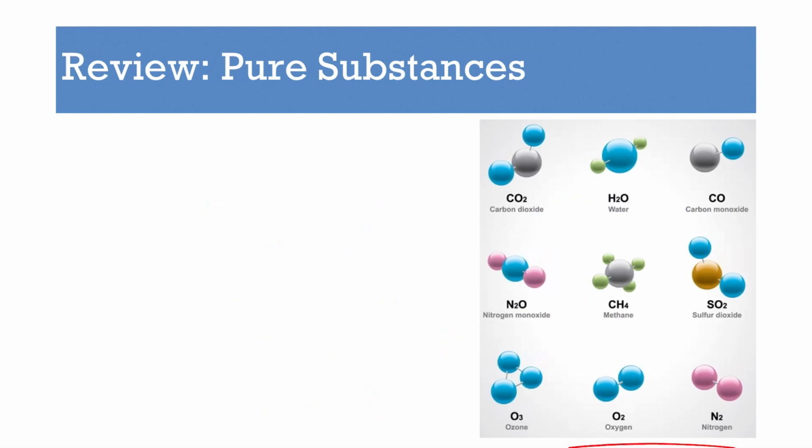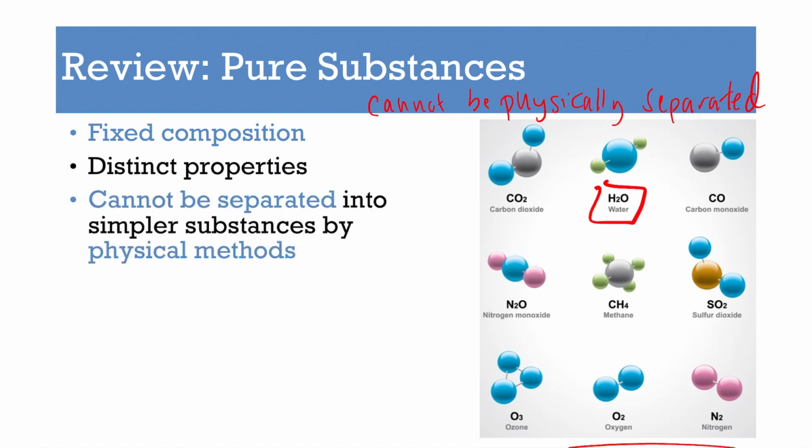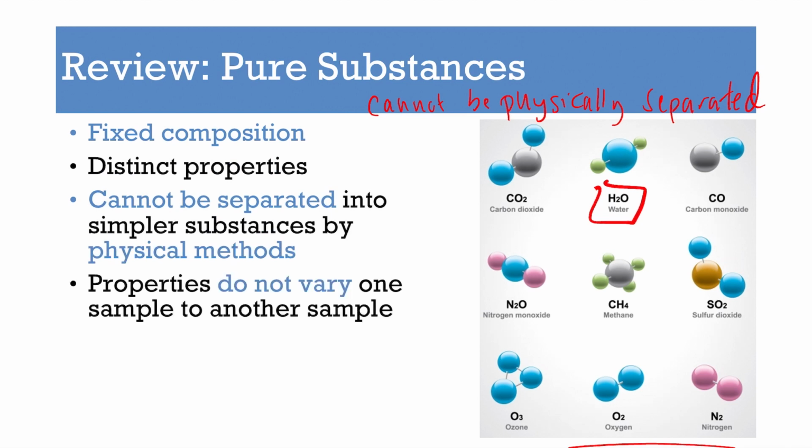Before we move forward, let's take a quick review of pure substances. Remember, pure substances cannot be broken down physically. They cannot be physically separated. So we can't use any of the separation techniques that we learned in that video to separate a pure substance. They have distinct properties. So H2O will always be water. You can't just change the H's or change the O's. Water will always behave as water. Again, it cannot be separated by physical methods.